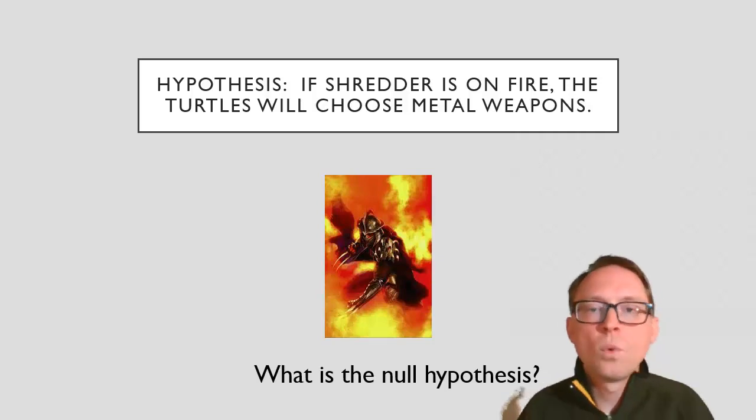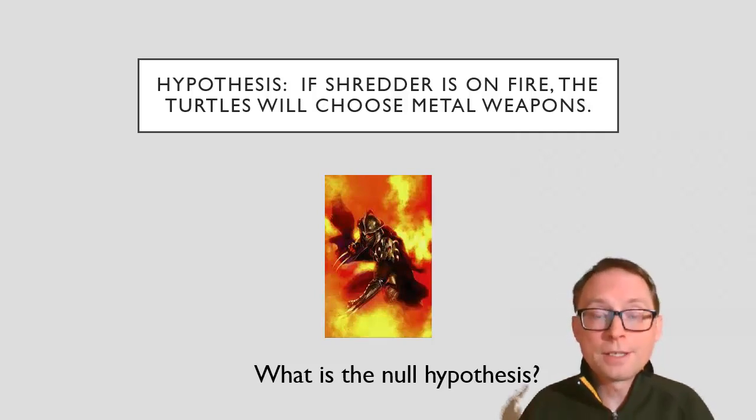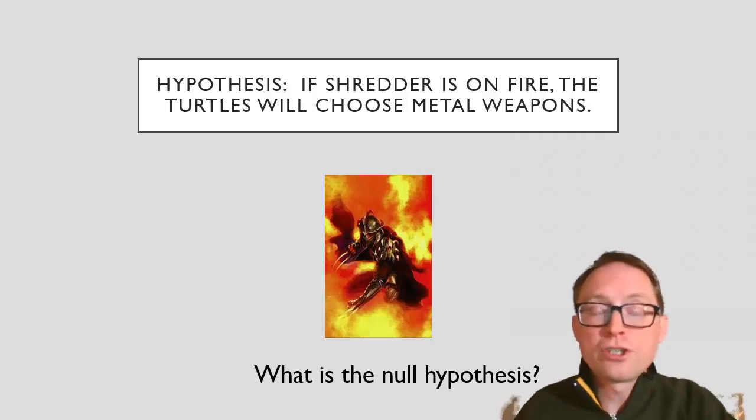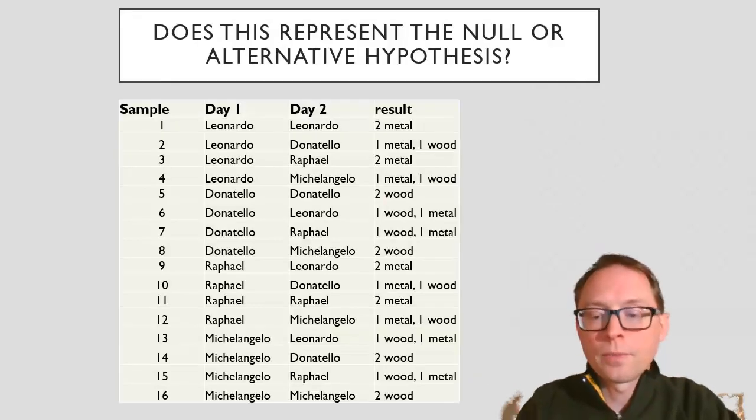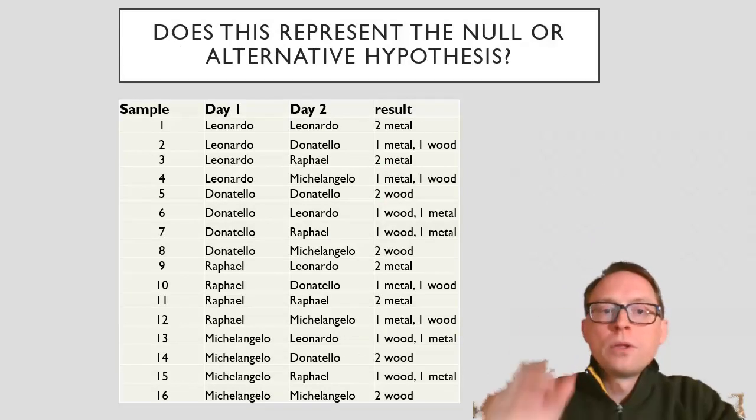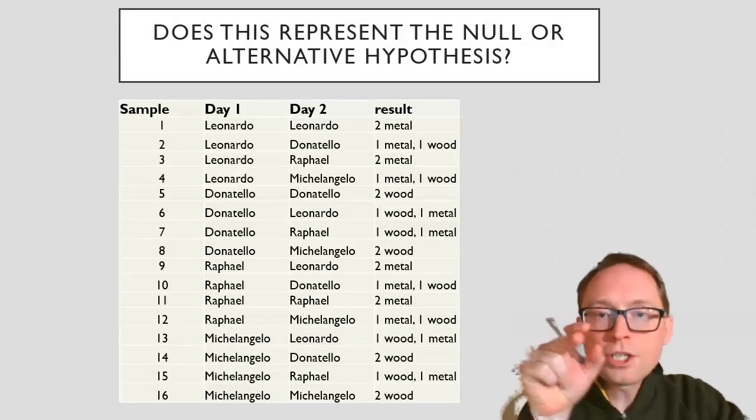What is the null hypothesis? The null hypothesis is that Shredder being on fire will not have any effect on whether they choose metal weapons or not. Null. It'll have no effect. Shredder being on fire will have no effect on what kind of weapon they choose. That's the null hypothesis.